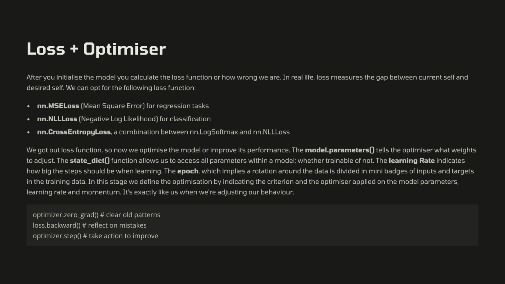The model.parameters tells the optimizer what weights to adjust. The state_dict function allows us to access all parameters within a model, whether trainable or not. The learning rate indicates how big the steps should be when learning. The epoch, which implies a rotation around the data, is divided in mini batches of inputs and targets in the training data. In this stage, we define the optimization by indicating the criterion and the optimizer applied on the model parameters, learning rate, and momentum. It's exactly like us when we're adjusting our behavior.